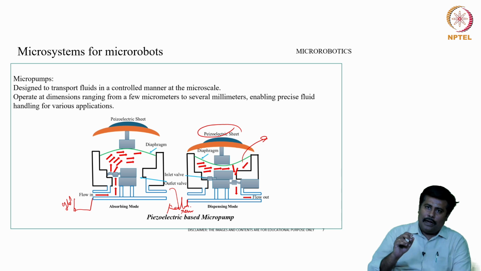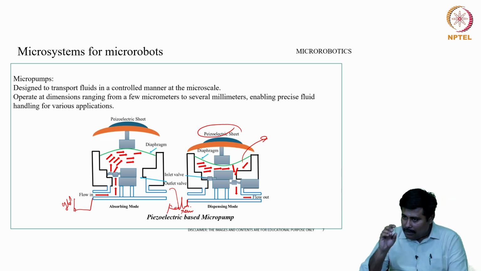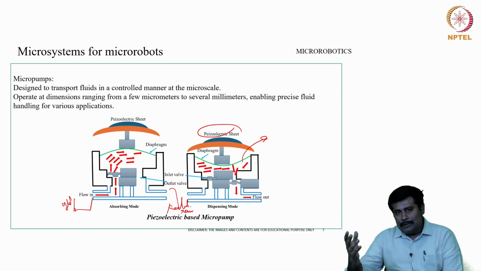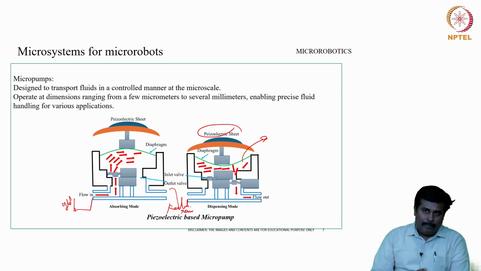So, this precise handling can be in the form of dispensing a few microliters with a particular frequency based on the application. This is in the case of a passive type.